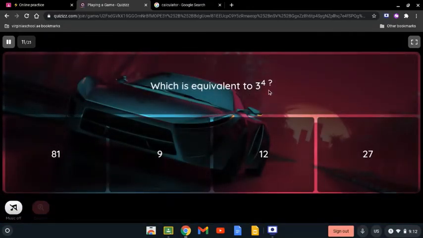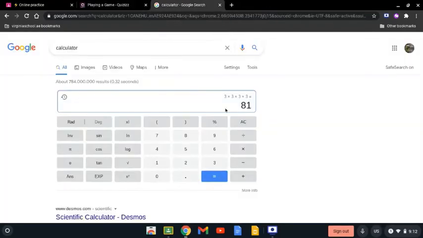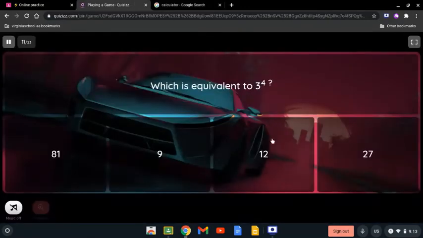which is equivalent to 3 to the power of 4. So we're going to multiply 3 by itself 4 times. Again, always use a calculator. We solved this, but we can do it again. So 3 times 3 times 3 times 3. Again, we're going to get the answer. It's 81.